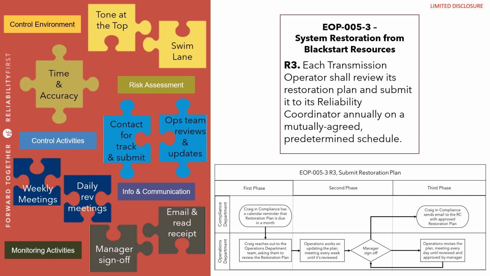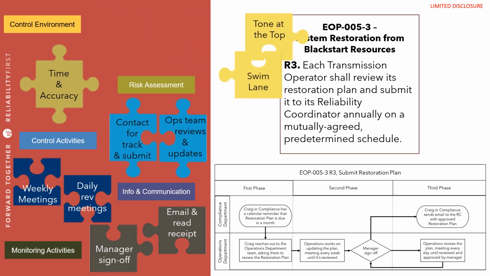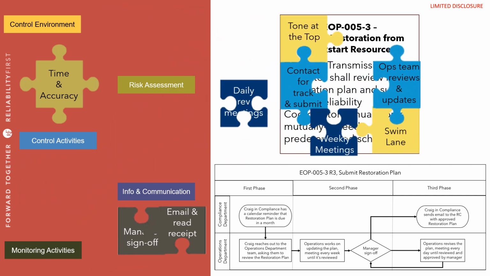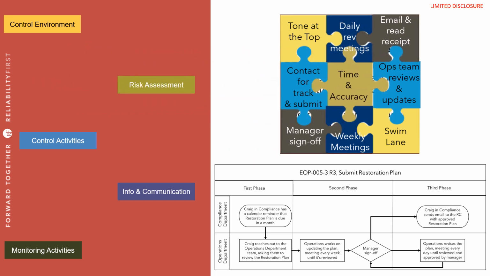Now we put it all together. But internal controls are not static, and we should always look for ways to continuously improve. Take a few moments and look at our swim lane. What are your impressions of this restoration plan review and submittal process? What do you think of the control design? Does it have preventative, detective, and corrective controls? Is there a single point of failure?